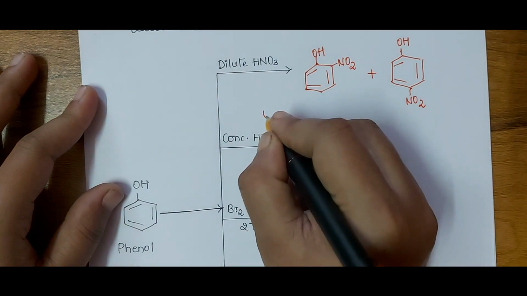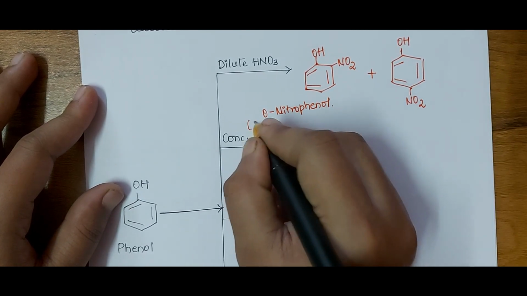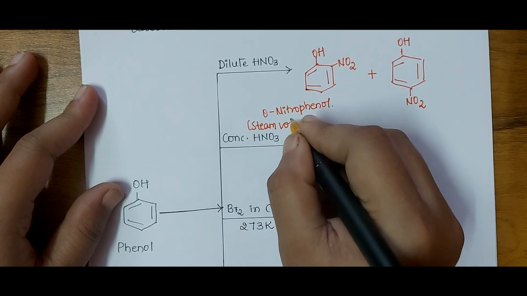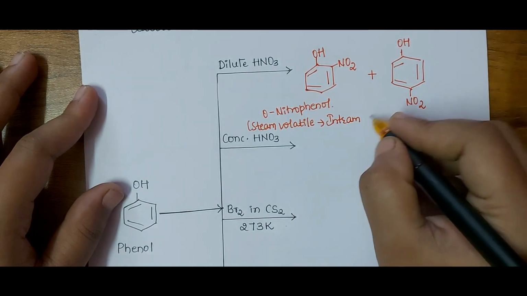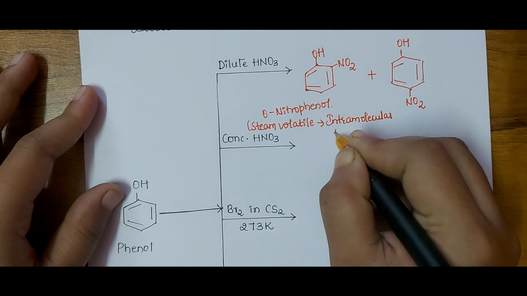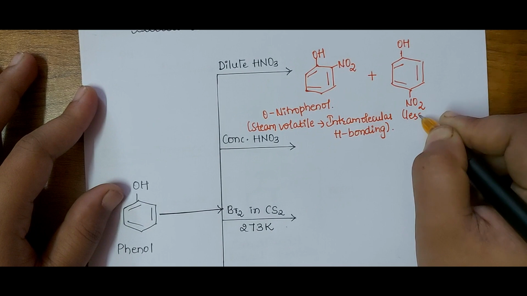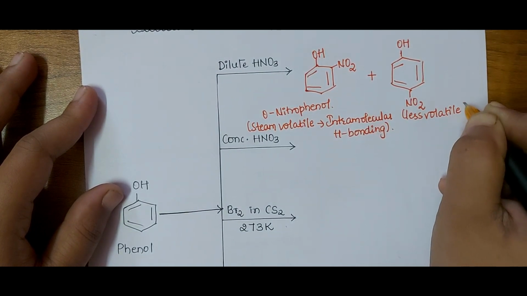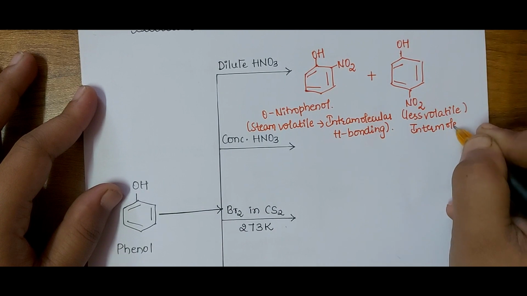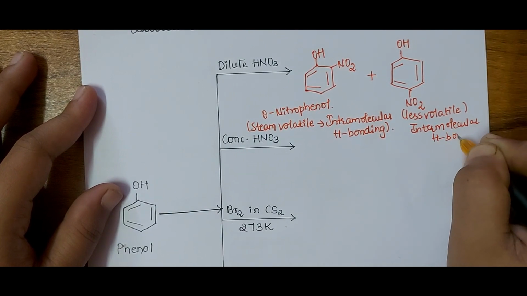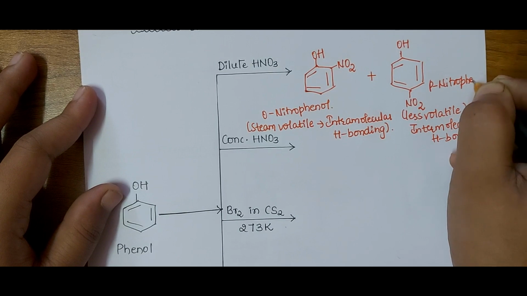So orthonitrophenol is highly volatile, or you can say that it is steam volatile. It easily gets evaporated, and the reason why it is steam volatile is the presence of intramolecular hydrogen bonding. Para-nitrophenol is less volatile because it forms intermolecular hydrogen bonding. You may get 1 mark questions or multiple choice questions on these concepts as well. So para-nitrophenol is less volatile, orthonitrophenol is steam volatile.